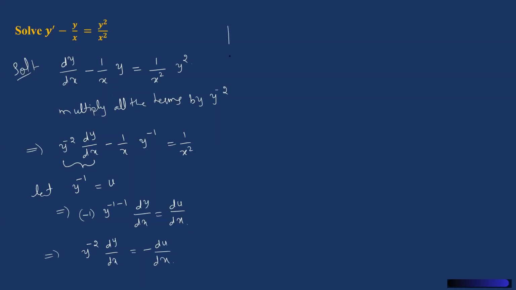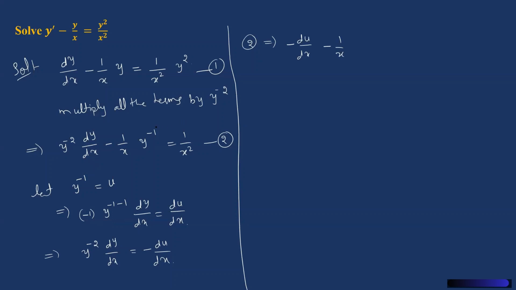Now see, with this substitution, what can we do? If I give some numbers to this, this is equation number 1, and let me take this as equation number 2. Now therefore from equation 2, we can write this y power minus 2 as minus du by dx minus, there is a 1 by x, and in place of y power minus 1, you can write u, is equals to, I'm just keeping this 1 by x square as it is.